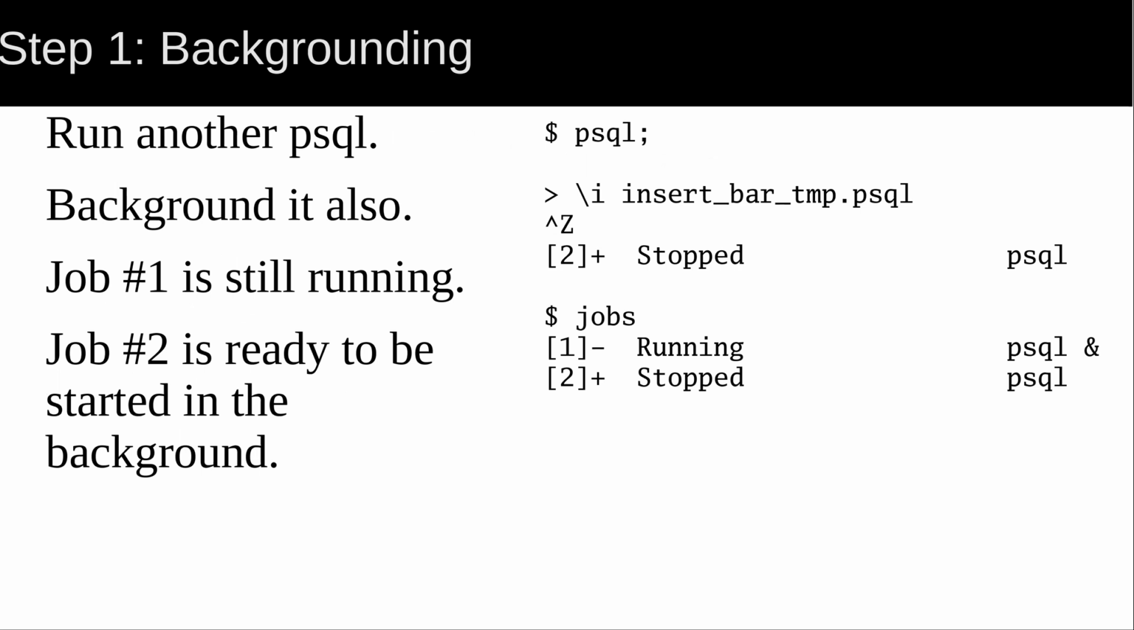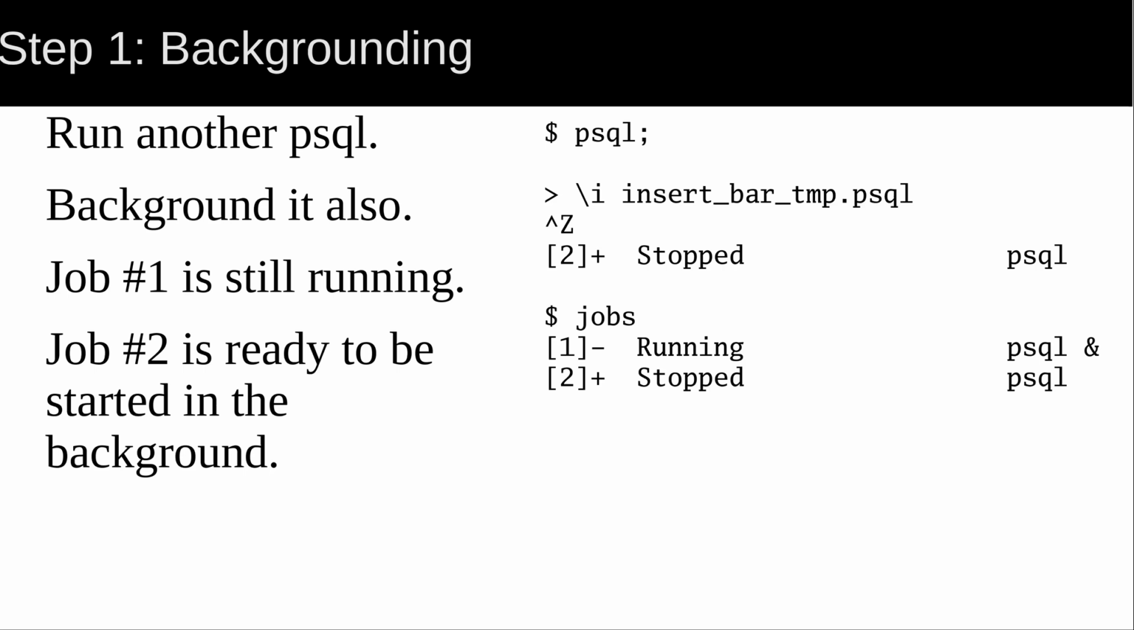So now, because I'm at the command line, I can run PSQL again. I can execute my insert bar temp thing. And this is off and running, and I Control Z it. Notice here, I get 2 and a plus sign. So if I run jobs, I'll see that I have job number 1 and job number 2. Notice job number 1 has a dash on it and job number 2 has a plus on it. Again, that tells me that job number 2 is the last one that was put into the background. It's the last job that was stopped.